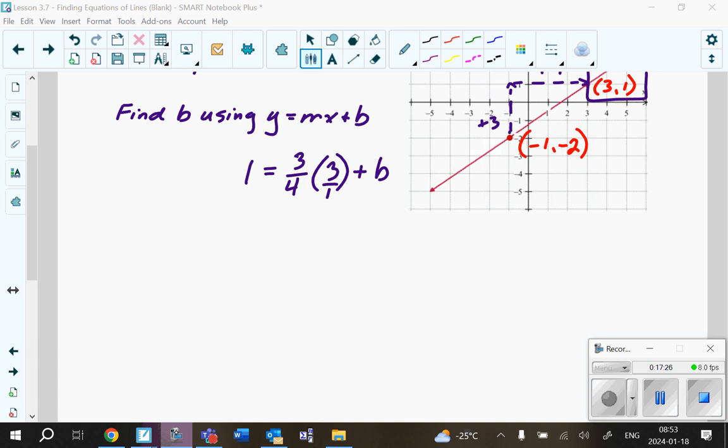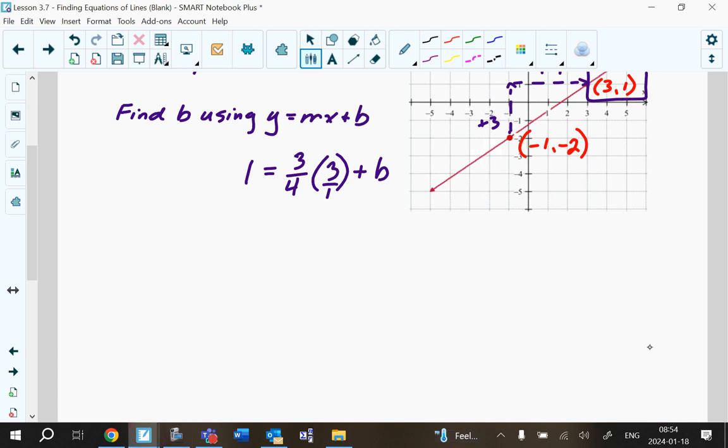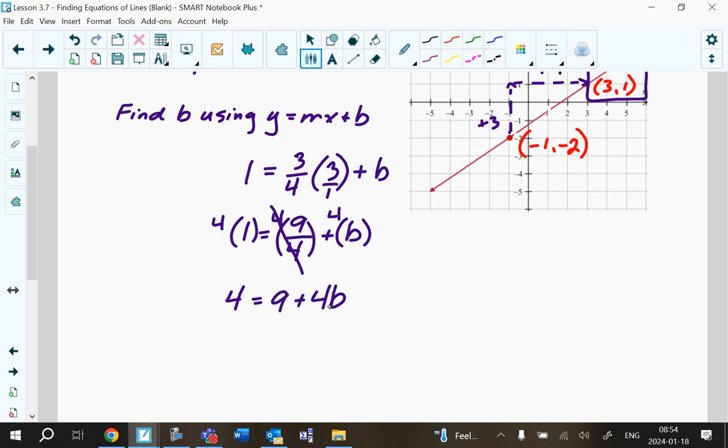So 1 is equal to, multiply these two together and I get 9 over 4 plus b. Don't like the fractions. Those will cancel each other out and I'll be left with 4 equals 9 plus 4b. Take the 9 over to the other side by subtracting and I get negative 5 is equal to 4b. Divide both sides by 4 and I get negative 5 over 4 is equal to b. So now I've got my b.